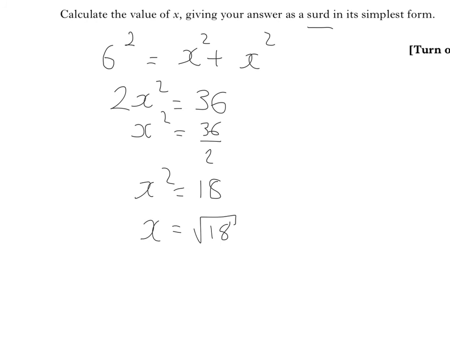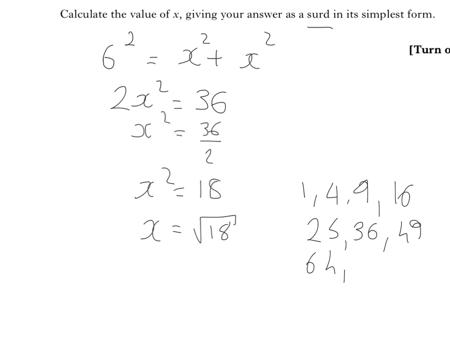Now, we wouldn't reach for the calculator at this point. First of all, it's a non-calculator paper, but the question does say calculate and leave as a surd in its simplest form. So root 18 is a surd which can be simplified. Remember, for the simplification of surds, you think about your square numbers between 1 and 100, and taken out as a factor, I've taken out from the list the biggest one, which is a factor of 18.